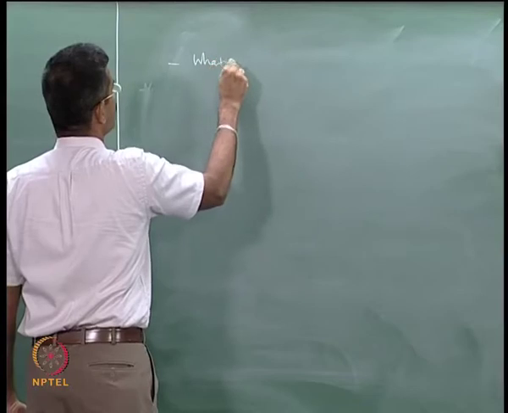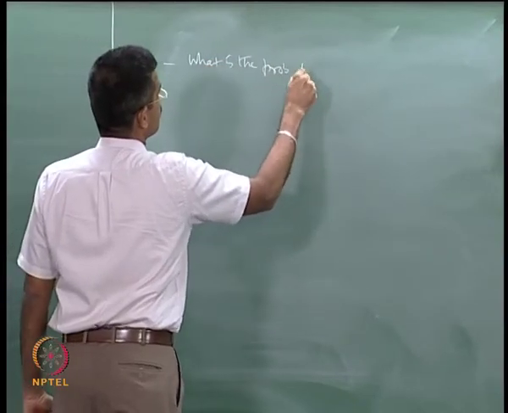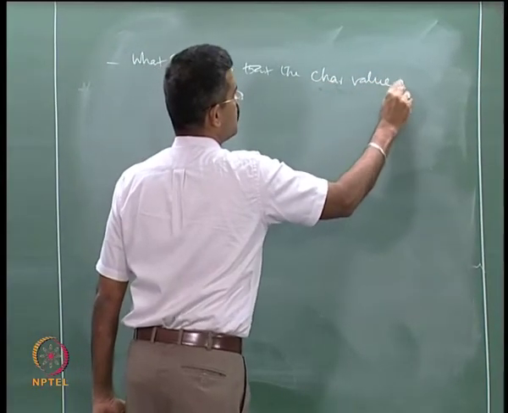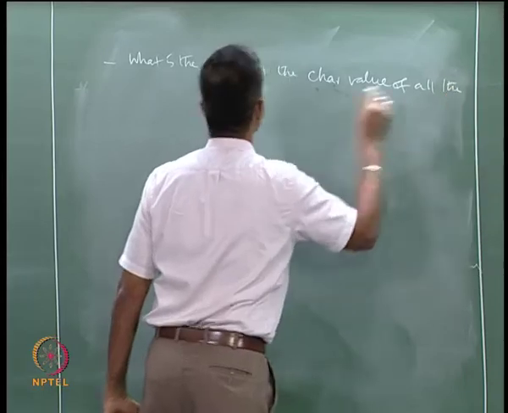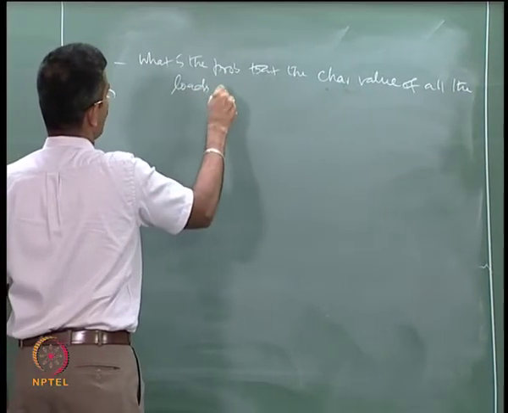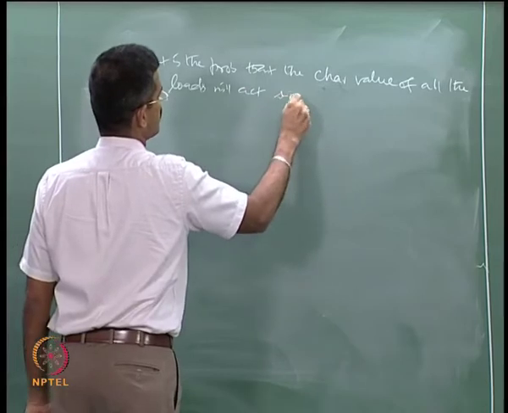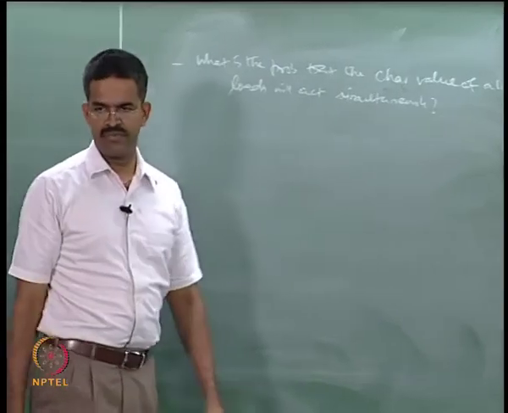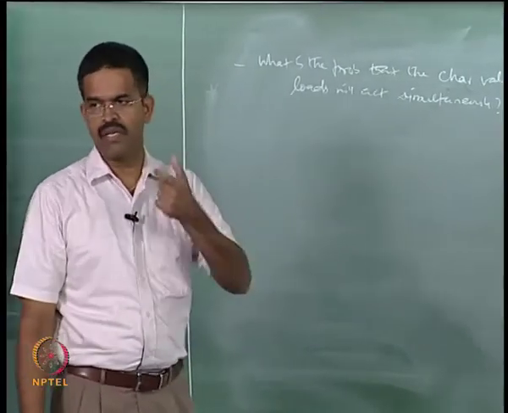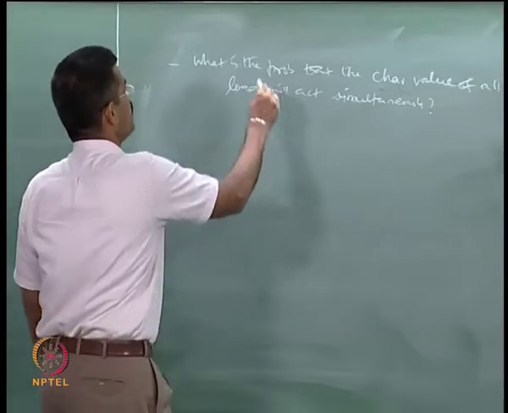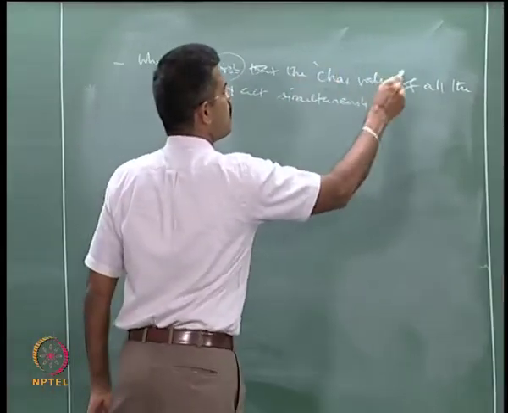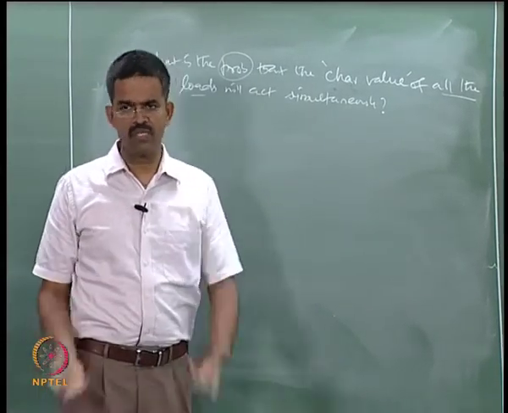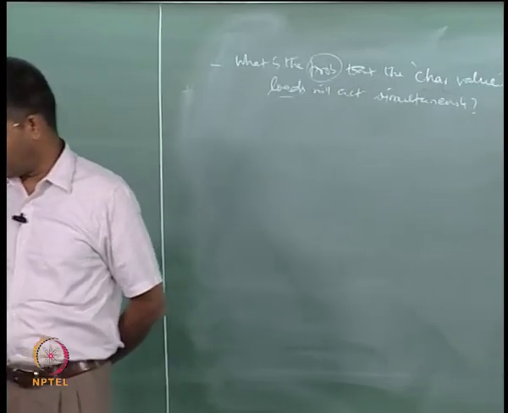The second difficulty is: what is the probability that the characteristic value of all the loads will act simultaneously? That is again a catch. We already understood what characteristic load is. What is the probability that the characteristic value of all the loads will act simultaneously? So this is also not computable, it is very difficult.